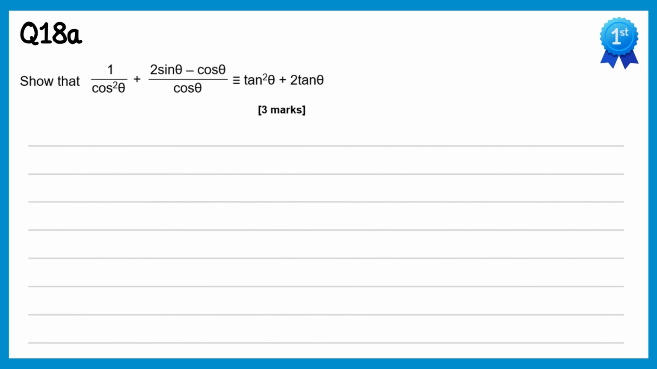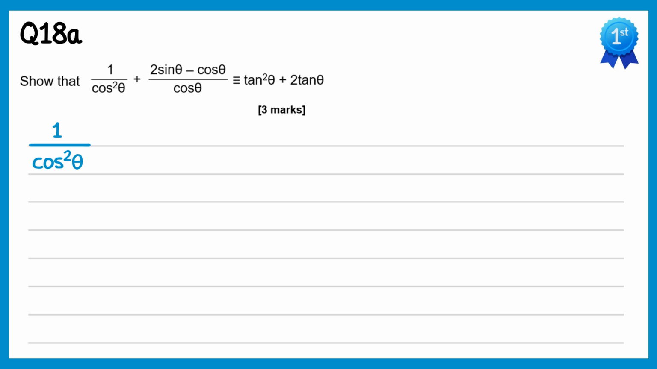In this question we need to show an identity is true. So we're going to start with the left hand side and make sure we end up with the right hand side. So let's start with the left hand side. I'm going to leave 1 over cos squared theta alone, and then for the right fraction I'm going to multiply both the top and the bottom by cos theta.